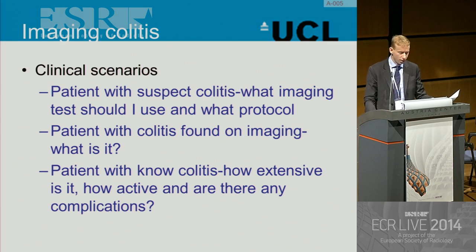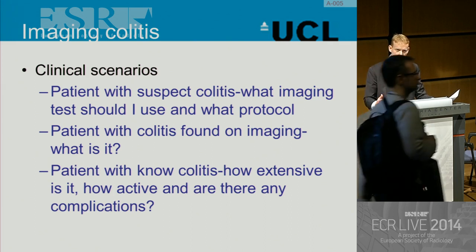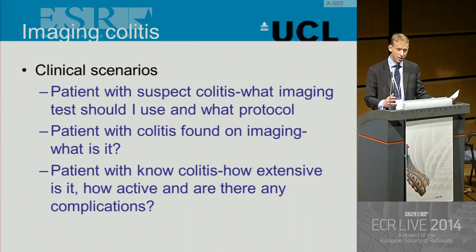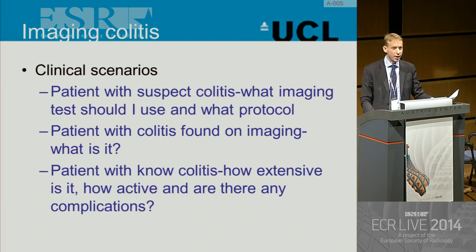That's one clinical scenario. It's quite common. Another common scenario is we're doing our cross-sectional imaging reporting, be it CT or MR, and we find an abnormality of the colon, which we think is probably colitis. So again, how do we deal with that? What further tests do we recommend? Can we characterize the colitis ourselves on the imaging and give at least a valid differential diagnosis based on what we can see?